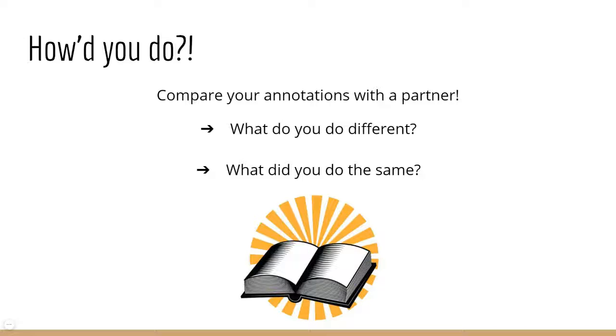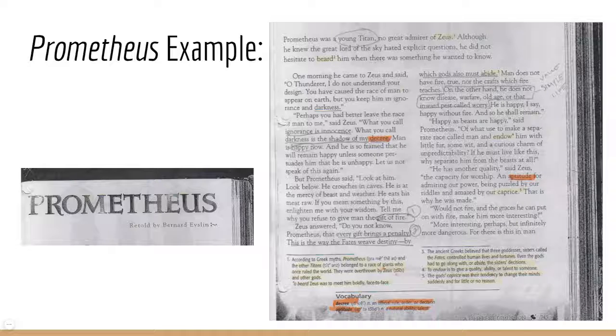Now that you've compared notes with a partner, compare your notes to mine. Here's an example of the first page of my Prometheus annotations. At the top of the page, you can see that I circled that Prometheus was a young Titan, so that I can remember who Prometheus was. I also highlighted Zeus because I thought he was going to be an important character in the story. As you can see, I highlighted decree and aptitude because they are vocabulary words for this reading.